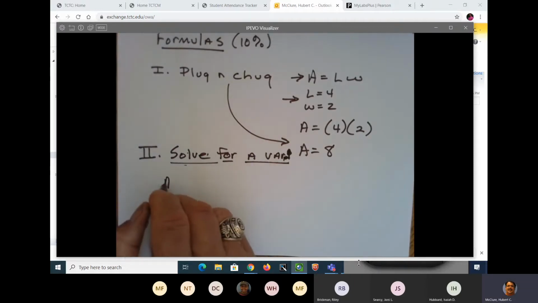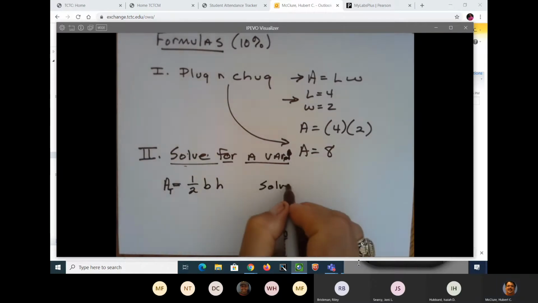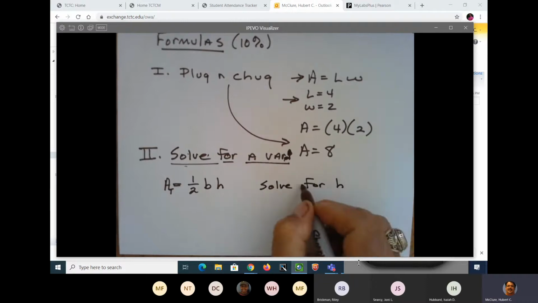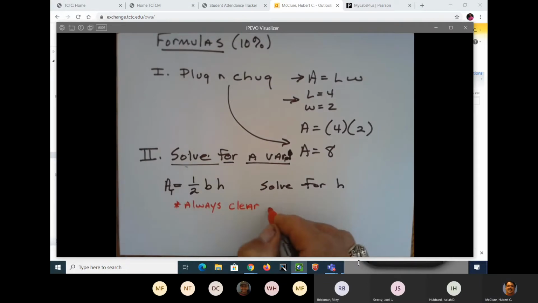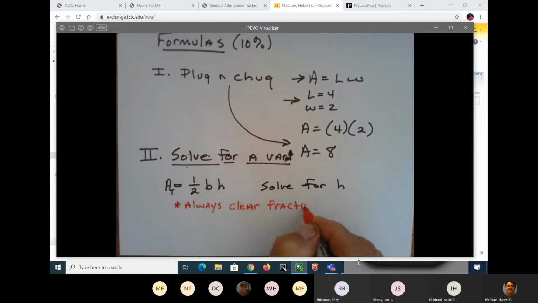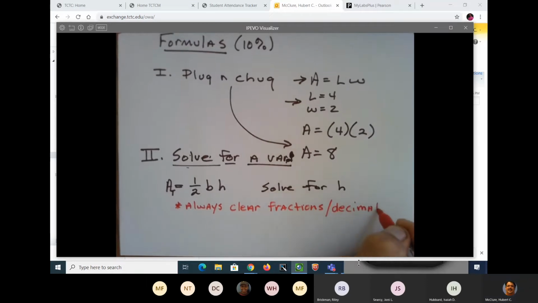A is equal to, area of a triangle, is equal to 1/2 base times the height. And I want you to solve for H. I'm going to get my red pen out because there's something you need to put in red right here before you even start the problem. Always clear fractions / decimals first.